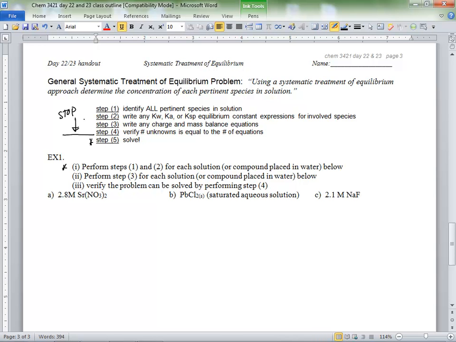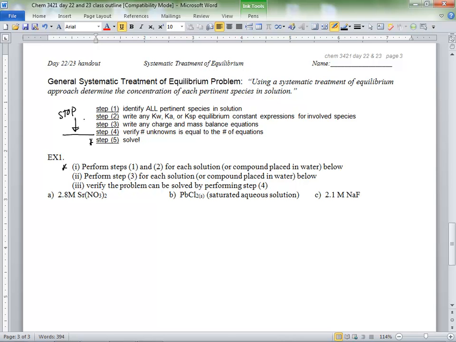For today. Okay. Identify all pertinent species in the solution is step 1. So, Monica, what do I have present? I mean, you could actually say strontium nitrate too, but you almost have to know the solubility rules. I'm kind of skipping ahead a little bit. Can you ever form a solid with nitrates?